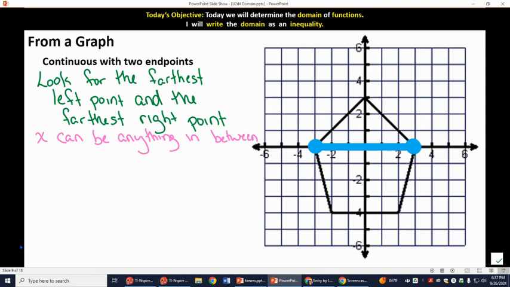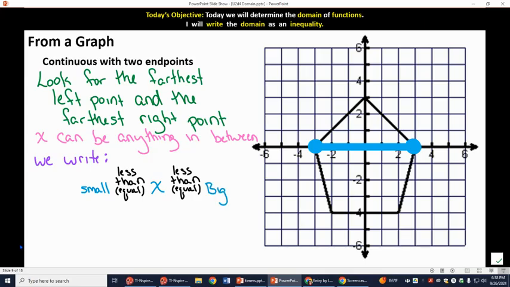Here is how we are going to write our value. We're going to find our smallest number, the one furthest to the left. Then we're going to use an inequality and say less than, or sometimes equal to. Then we're going to use our variable. Since we're doing domain, those are the inputs, so that's going to be x. Then we're going to do another inequality symbol that will always be less than. Sometimes we will also use equal to. And then you'll find your biggest or your farthest right value. So that's how we're always going to start setting up our inequalities from a graph that's continuous.